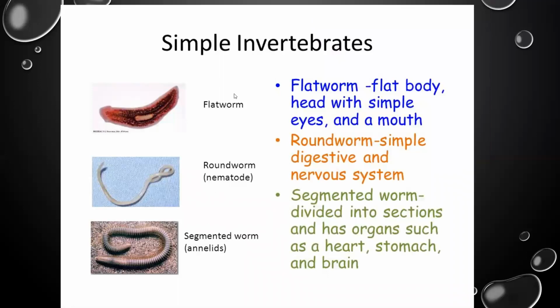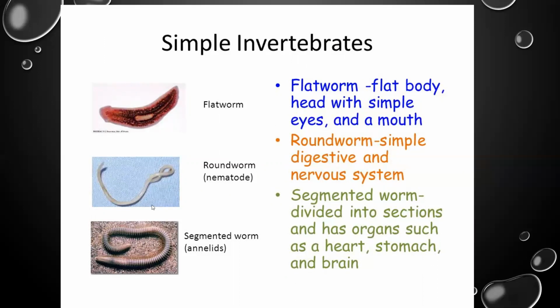Now let's proceed to simple invertebrates. First one is the flatworm. Flatworms have a flat body, and a head with simple eyes and a mouth. These are the characteristics of flatworms. They have a flat body. What else? A head with simple eyes, the ones you can see there, and they also have a mouth. Next, we have the roundworm or the nematode. Roundworms have a simple digestive and nervous system.